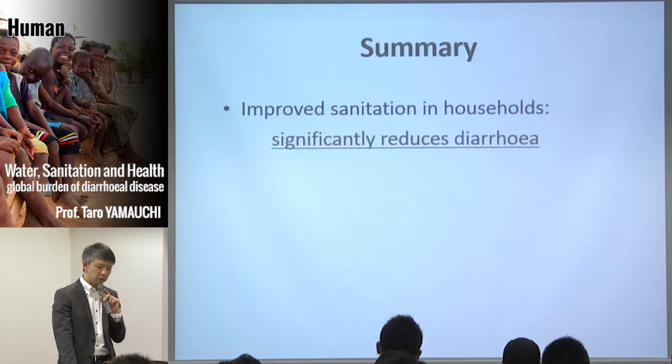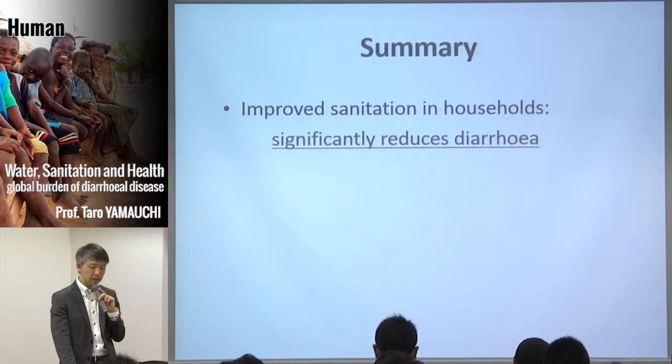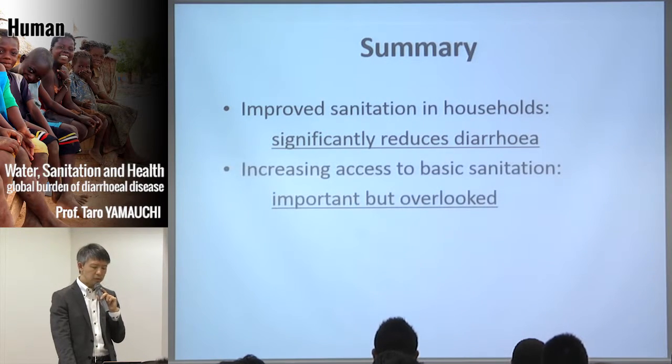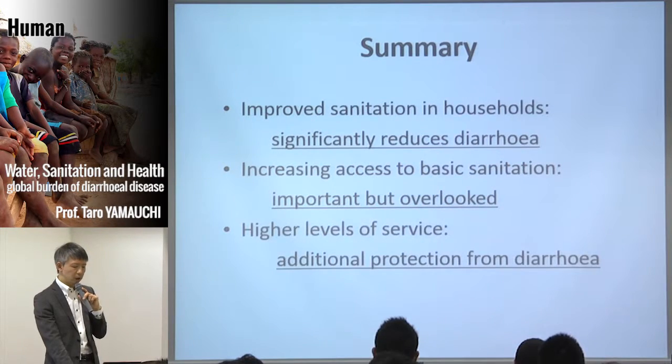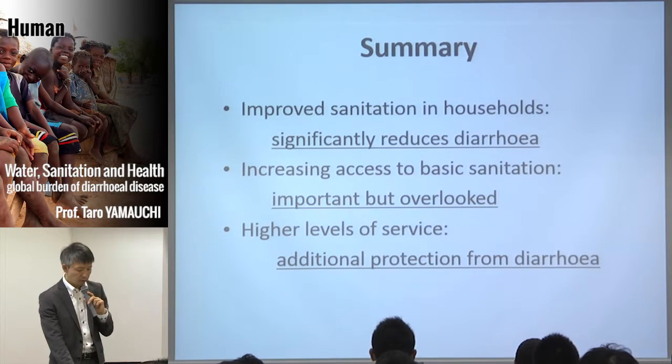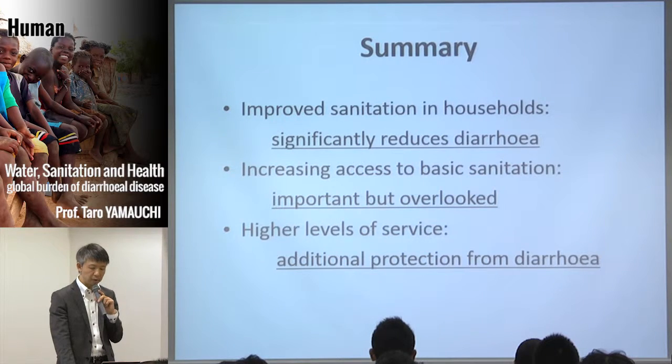In summary, provision of improved sanitation in households, flushing to a pit or septic tank, VIP, dry pit latrine with slab, or composting toilet, significantly reduces the risk of diarrhea. Indeed, increasing access to basic sanitation at the household level remains an important but overlooked public health intervention for preventing diarrhea. Limited data suggests that the provision of a higher level of service, which protects the whole community from fecal exposure, provides significant additional protection from diarrhea.